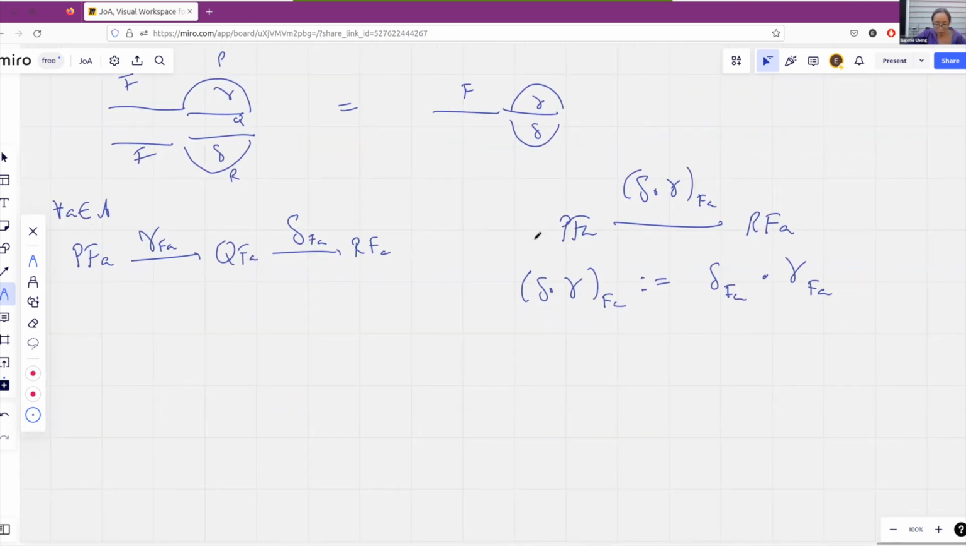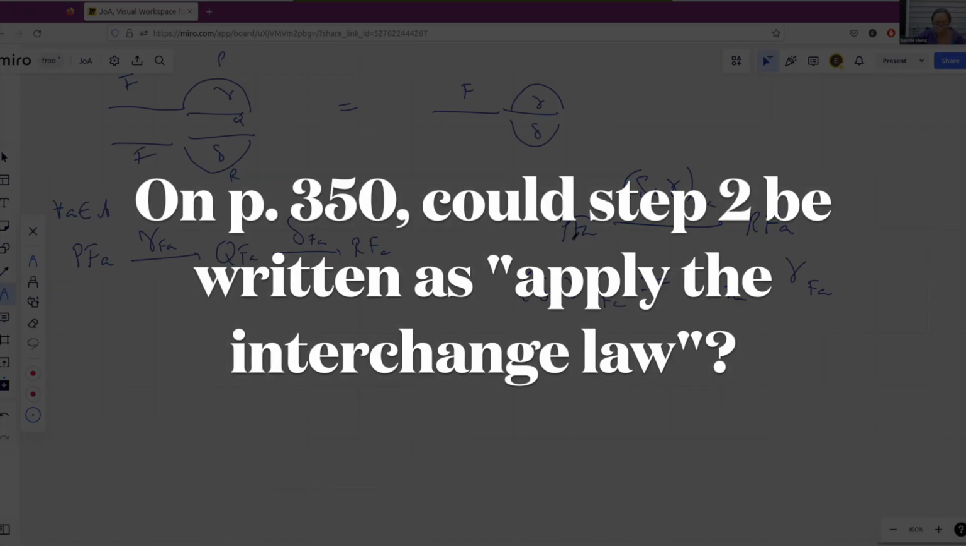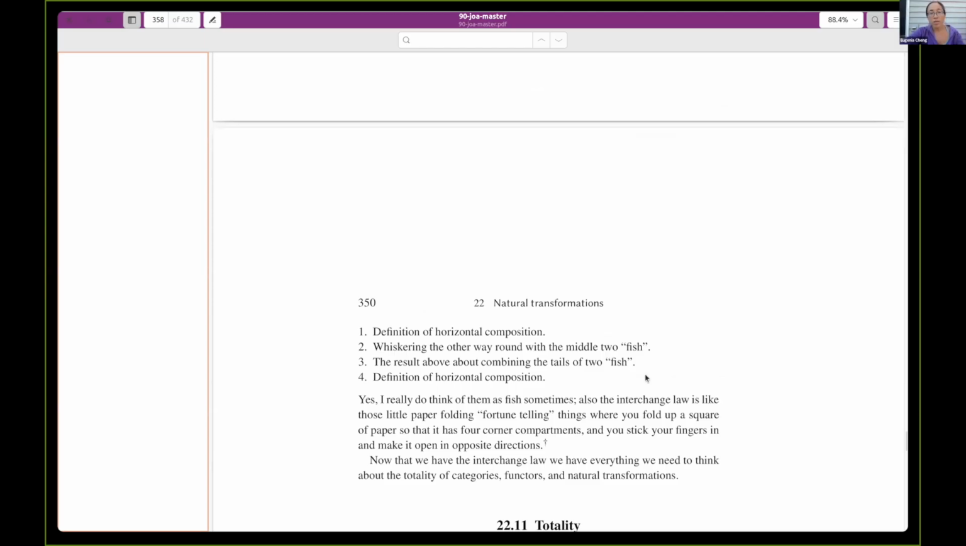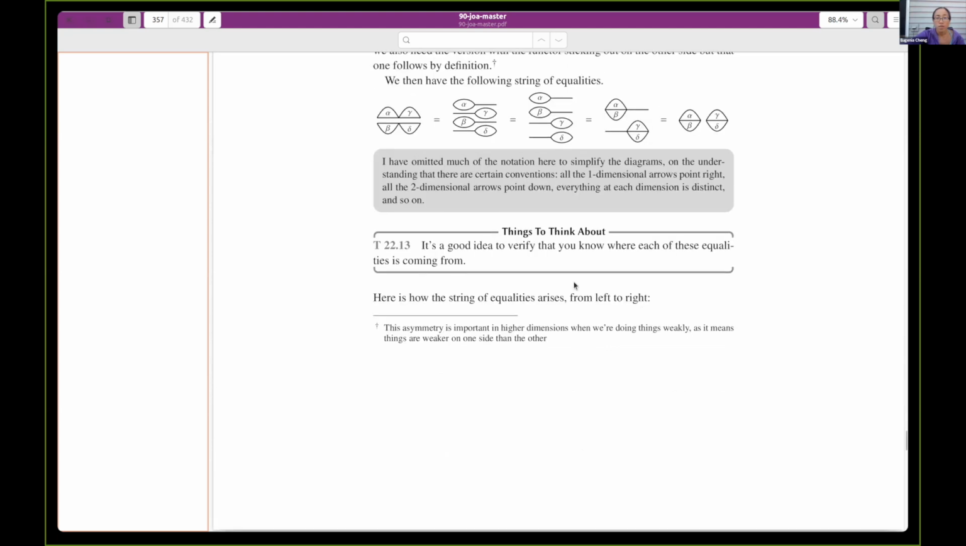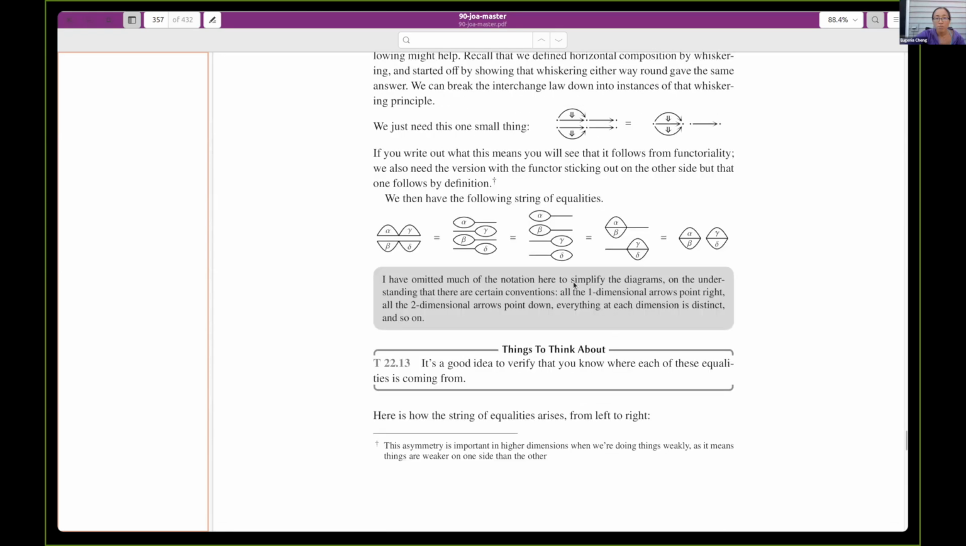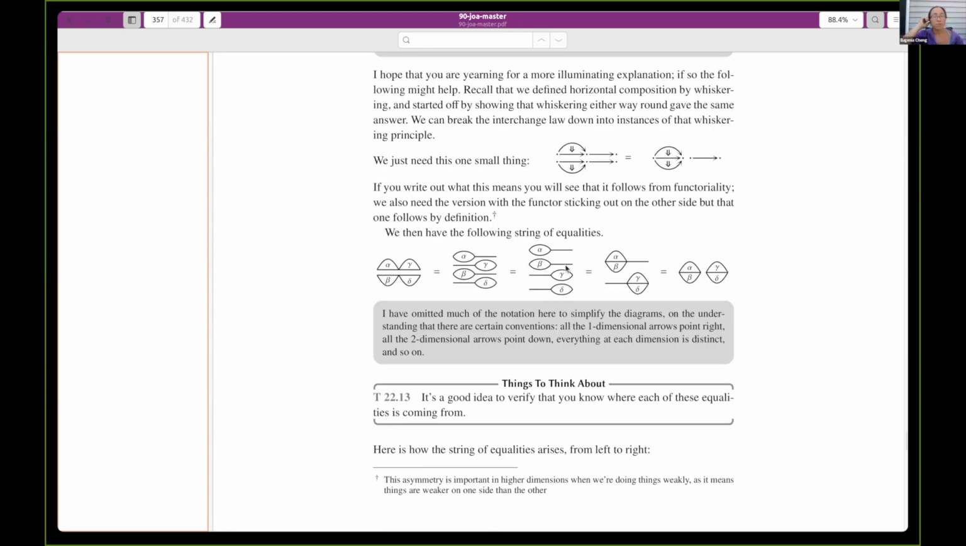Okay, good. And finally, page 350, just to make sure I'm tracking with this, could step 2 also be written as apply the interchange law? So let me go back to the book. So here it is. Step 1 is the definition of horizontal composition. Step 2 is whiskering the other way around with the middle two fish. So this proof is a proof of the interchange law.